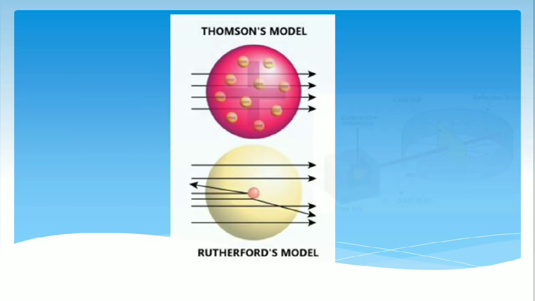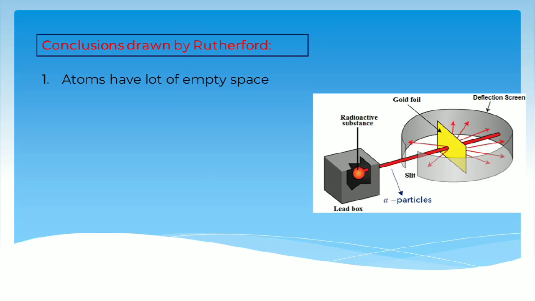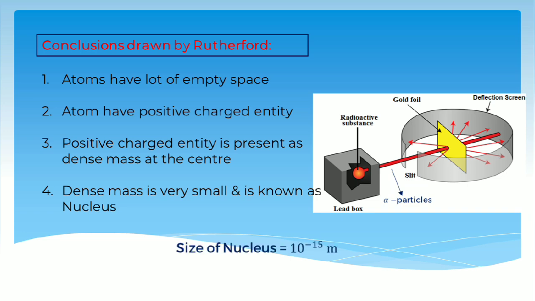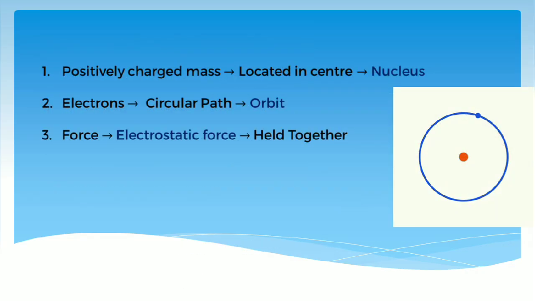So what were the merits and demerits? These are the conclusions. Atoms have a lot of empty space. Atoms have a positive charge entity, present as a dense mass. Also, almost all the mass is concentrated at the center only. So the dense mass is very small and is known as the nucleus. The size of the nucleus is 10 to the power of minus 15 meter, and the size of the atom is 10 to the power of minus 10 meters. So we can see the comparison.